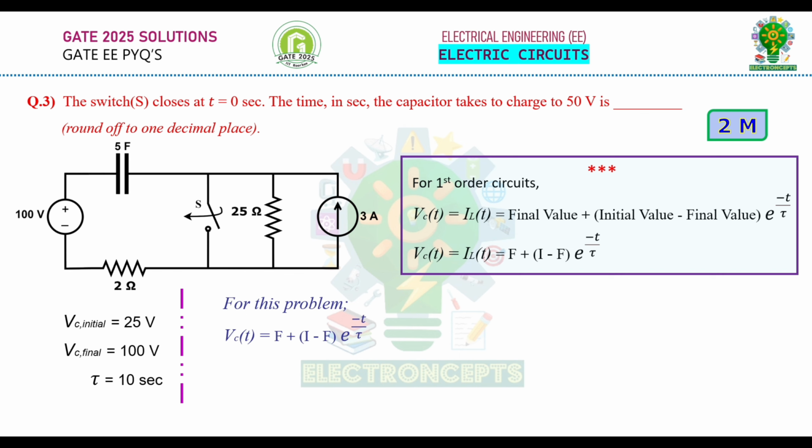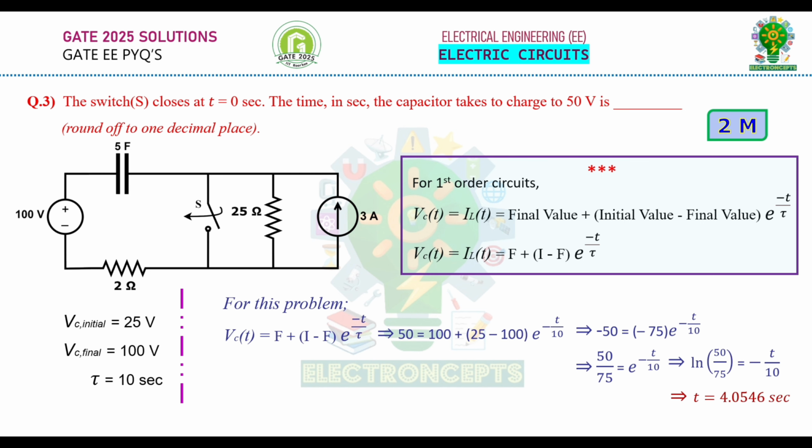Therefore, let us take the voltage across the capacitor equal to 50 and substitute in the formula. We get 50 is equal to the final value we have calculated, which is 100, plus initial value minus final value, which is 25 minus 100, multiplied with e power minus t by tau. Tau is the time constant, which is equal to 10 seconds. From this equation we need to calculate the value of t. Solving this equation step by step, we get the time taken for the capacitor to charge to 50 volts is equal to 4.05 seconds.